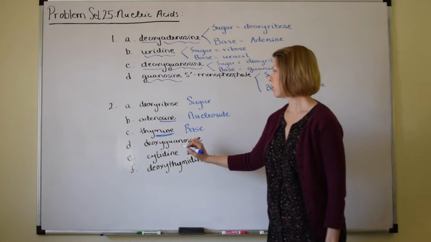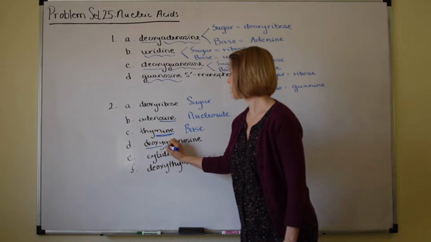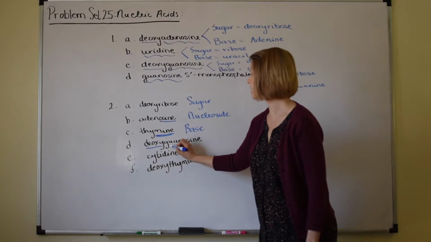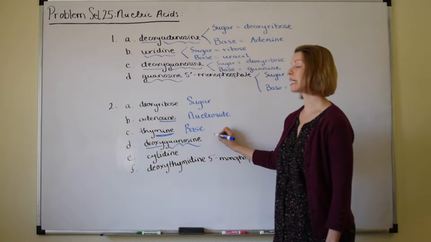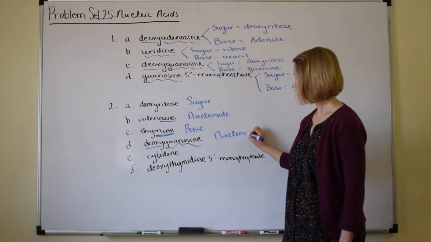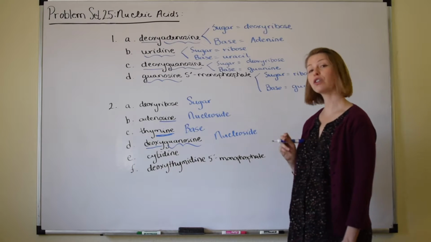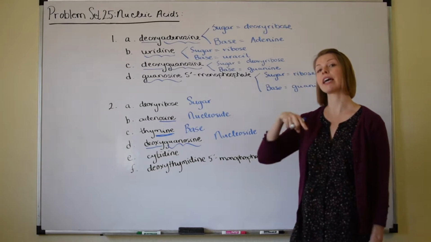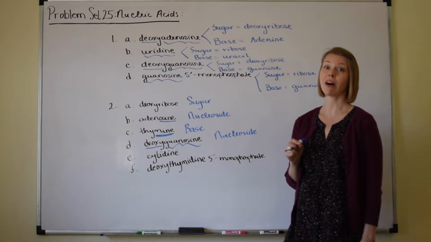Deoxyguanosine. We know that the sugar is deoxyribose. We can see that it's linked to the base guanine, making this a nucleoside. Not a nucleotide, because a nucleotide has an extra third component, the phosphate.